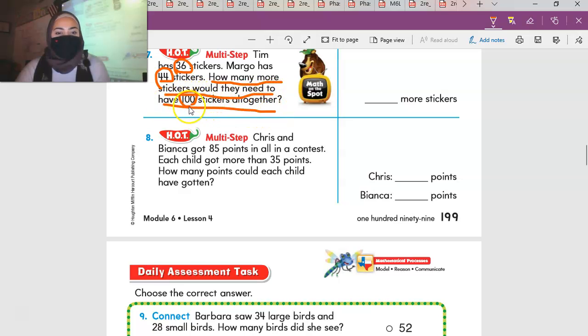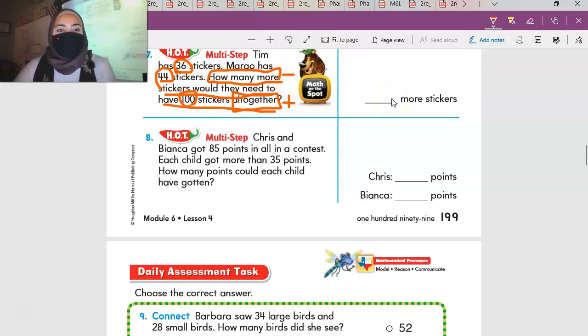So this has 2 keywords. How many more means what? Subtract. How many more means subtract. And altogether means add. Box those words. Altogether means add, and how many more means subtract. So that means it's a 2-step problem. First we're going to subtract, and then we're going to add.